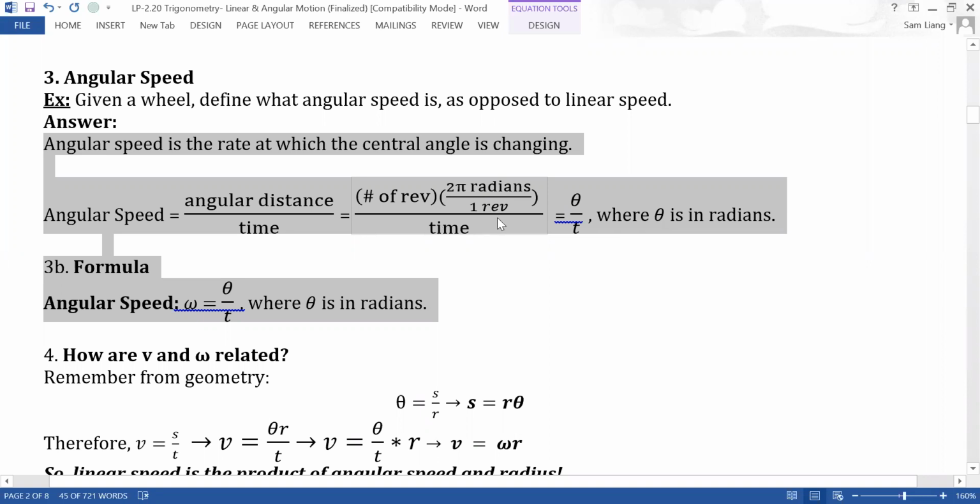So the numerator, we can rewrite that as theta, which is the Greek letter we normally use for angles. So theta over t. And then in the next line, the formula here is omega equals theta over t. So omega is the letter we normally use for angular speed. It's the last letter in the Greek alphabet, which we've seen before when we talk about sine and cosine graphs, especially with simple harmonic motion, in that context.